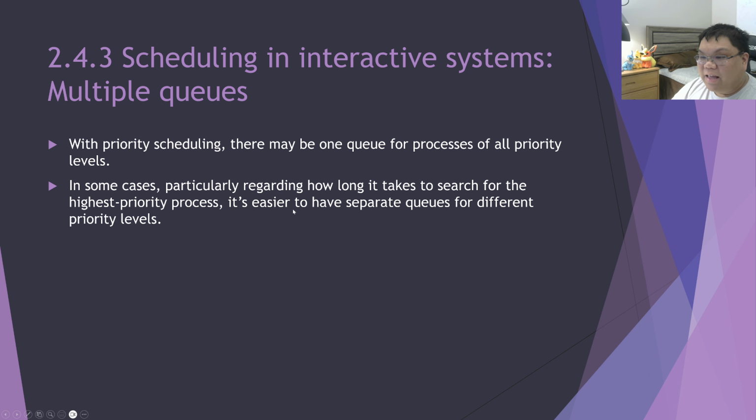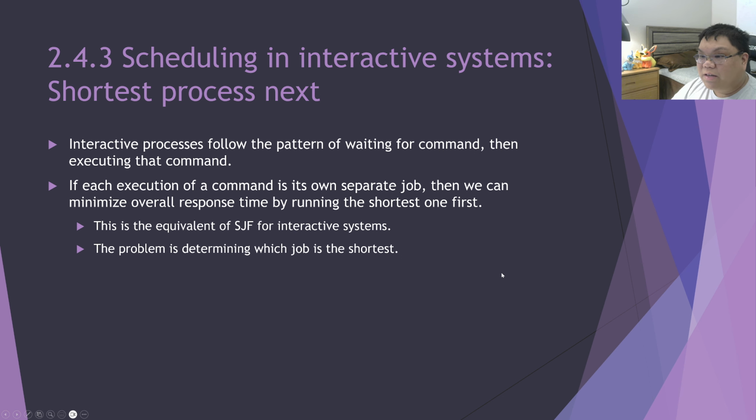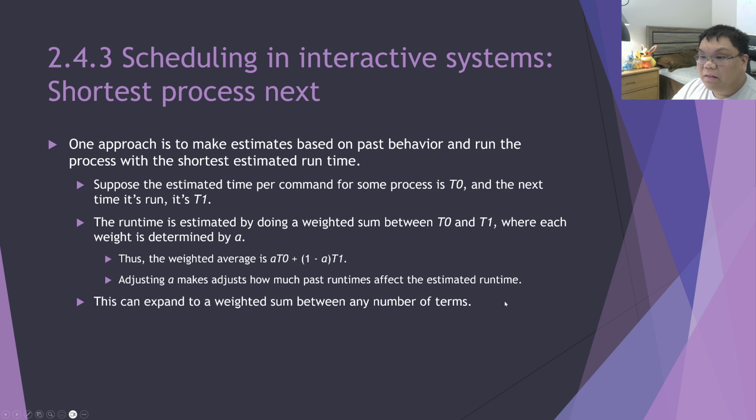In some cases, it's easier to have separate queues for different priority levels. Shortest process next. Interactive processes follow the pattern of waiting for a command, then executing a command. If each execution of a command is its own separate job, then we can minimize overall response time by running the shortest one first. This is basically shortest job first for interactive systems. One approach is to make estimates based on past behavior, and run the process with the shortest estimated runtime.